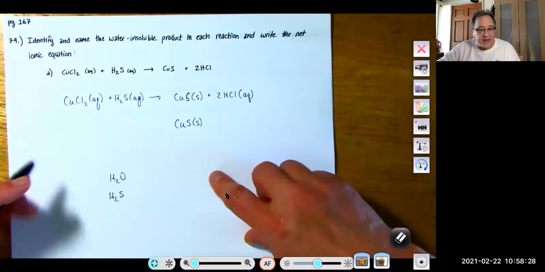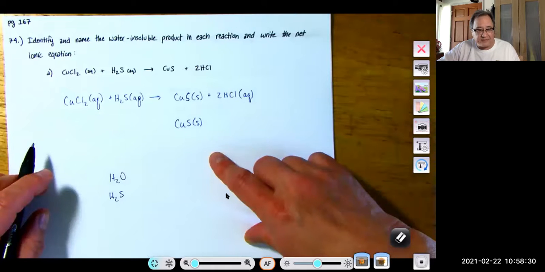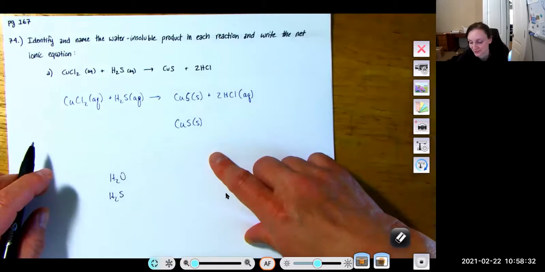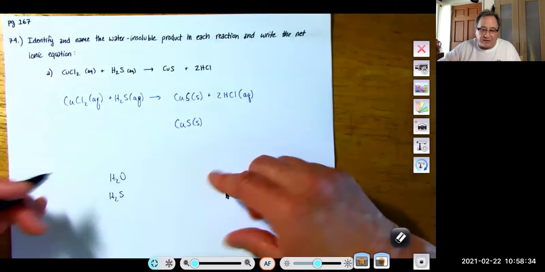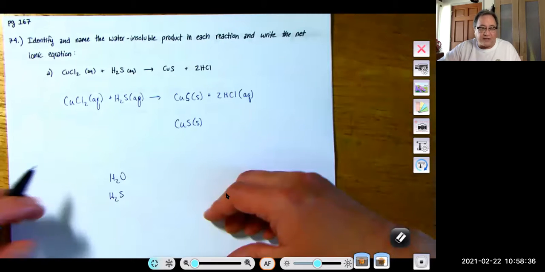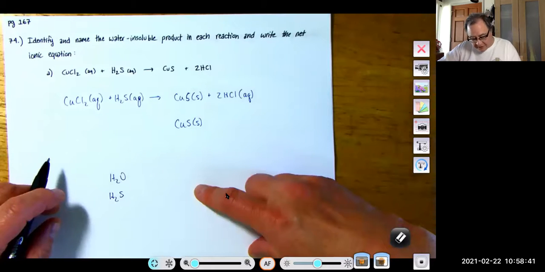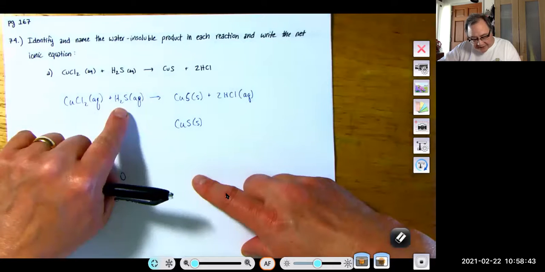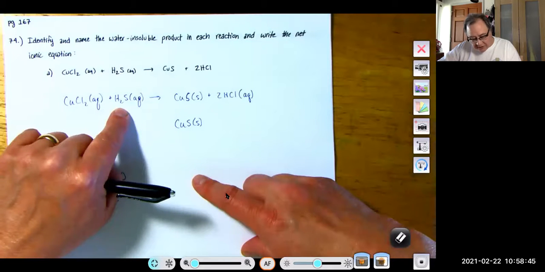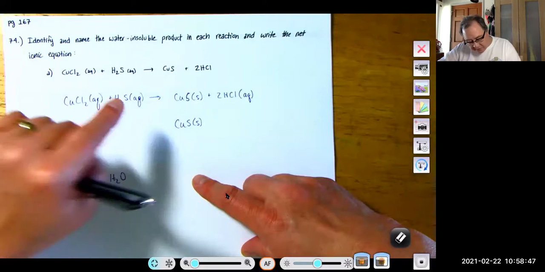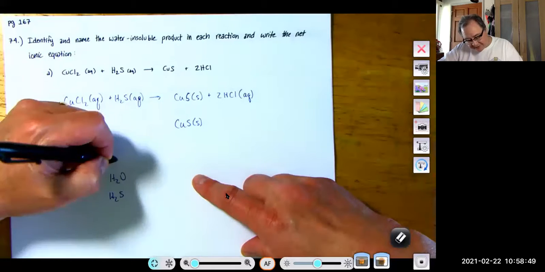Is it a good acid or a bad acid? Bad. If it's a good acid, you would throw it on someone and they would melt. Does water do that to people? No, just makes you wet. So since this is a weak acid, you're going to say that the formula for that is H2S.